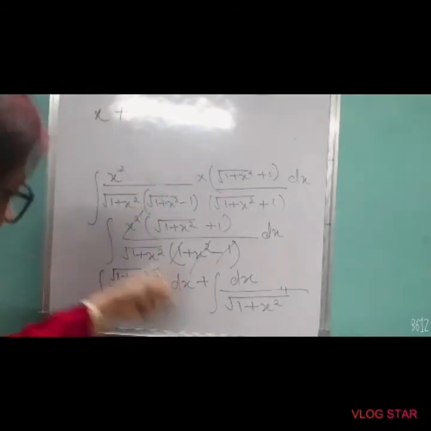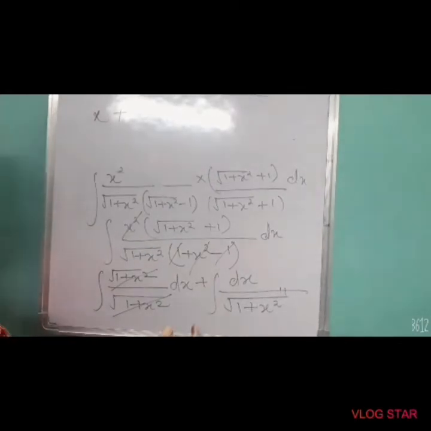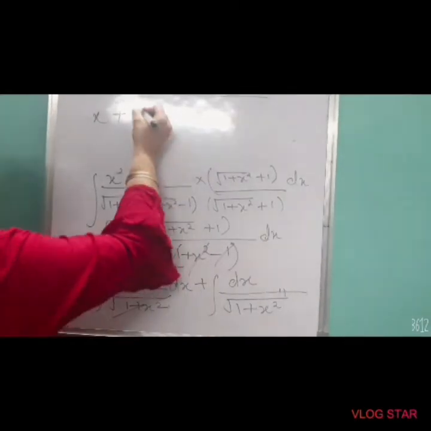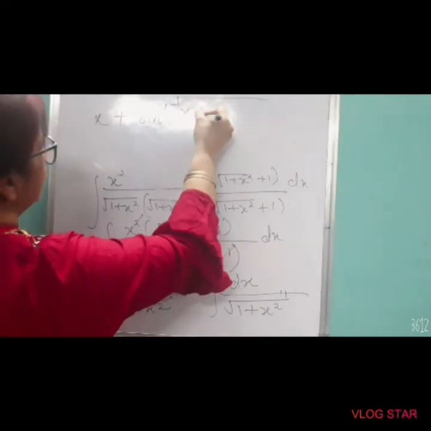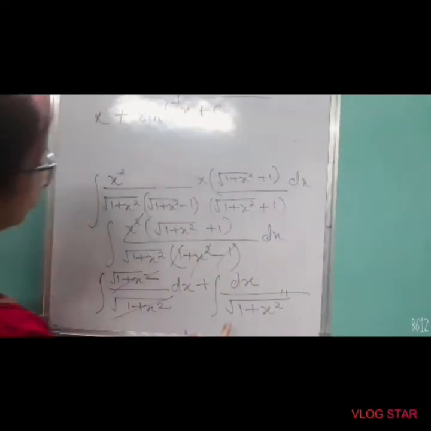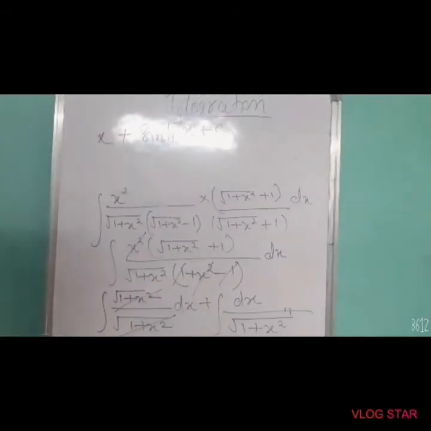Now coming to the next integral, dx by under root of 1 plus x square. This integration is sine hyperbolic inverse x plus c. Please make a note, this is only the integration of that. This is the answer.